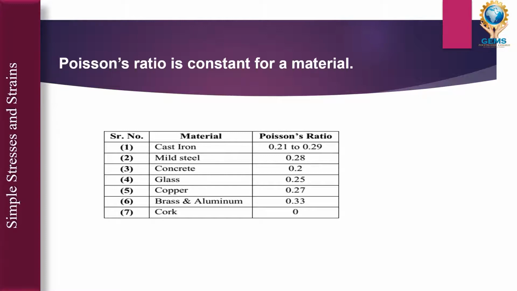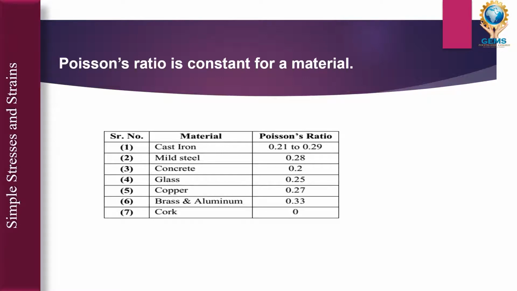For copper, Poisson's ratio is 0.27. For brass and aluminium, Poisson's ratio is 0.33. And for cork, Poisson's ratio is 0. Once again I will repeat: what is Poisson's ratio? Lateral strain divided by longitudinal strain. Understand? And Poisson's ratio will be from 0 to 0.5. It will not exceed 0.5.